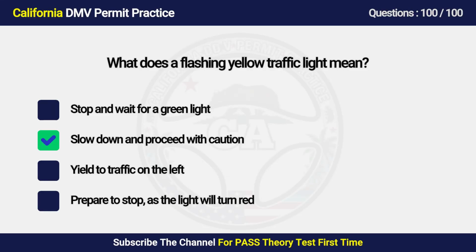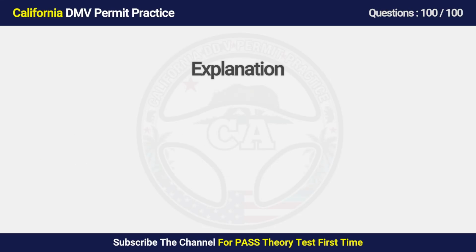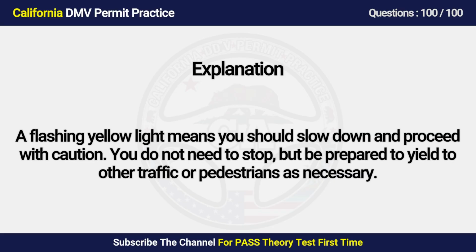Answer is B. Slow down and proceed with caution. A flashing yellow light means you should slow down and proceed with caution. You do not need to stop, but be prepared to yield to other traffic or pedestrians as necessary.